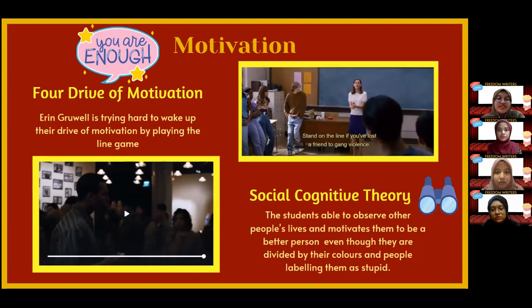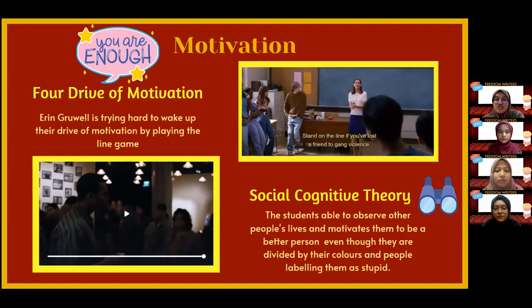As you see in the scene, Erin Gruwell took her students to a museum where they are each given a card with a child's name on it. We learned that social cognitive theory is a theory that we learn by observing other people's lives and what happened to them. So in this scene, it gave a big impact to the students as they learned the hardship of the children.